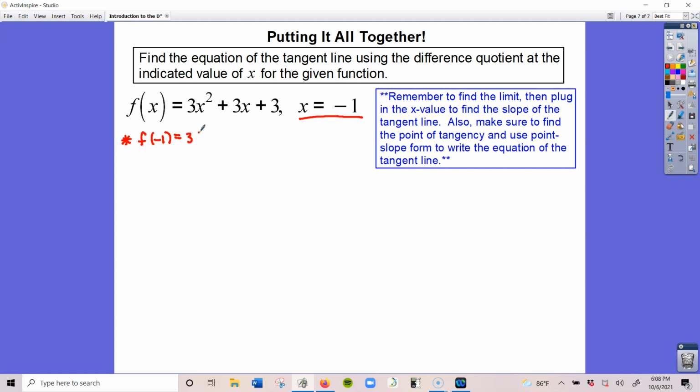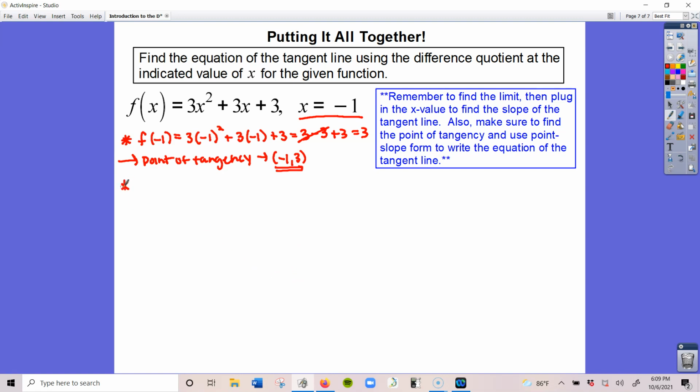And that would give me 3 times negative 1 squared plus 3 times negative 1 plus 3. Negative 1 squared is positive 1, times 3 is 3. 3 times negative 1 is negative 3, plus 3. 3 minus 3 is 0, plus 3, we get 3. So my point of tangency is going to equal negative 1, 3. I'm going to hold on to this information for later.